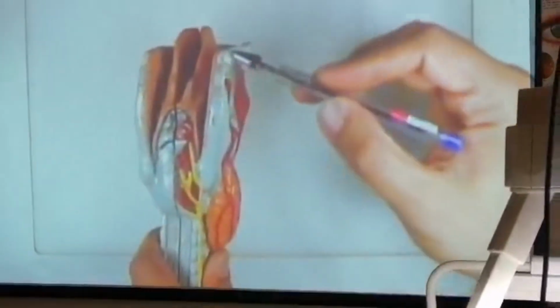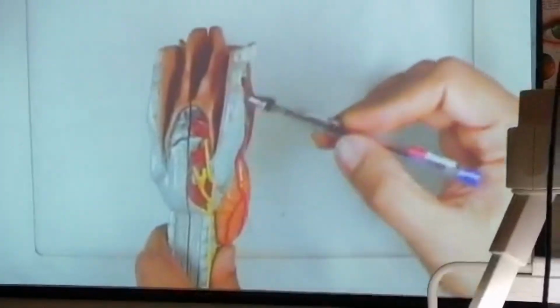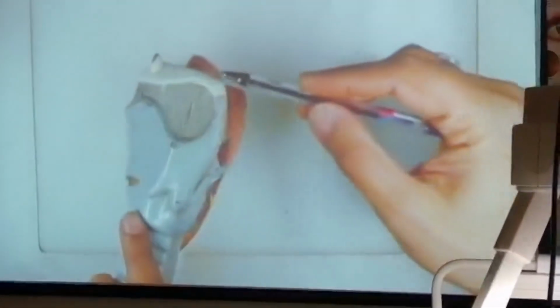Laterally, between the tip of the greater corner and the superior corner, we have this, also the thyrohyoid membrane, thickened to form the lateral thyrohyoid ligaments that contain these two small cartilages, the triticeous cartilage.